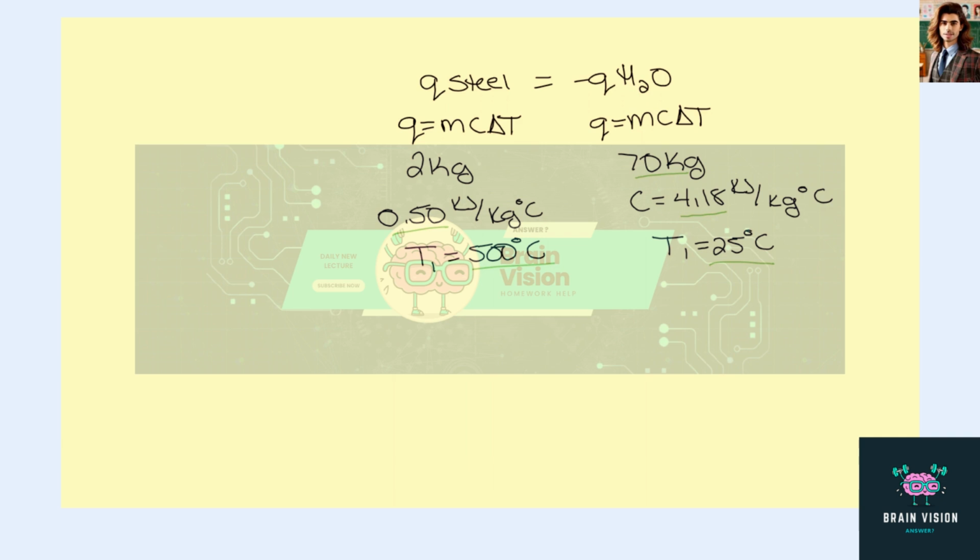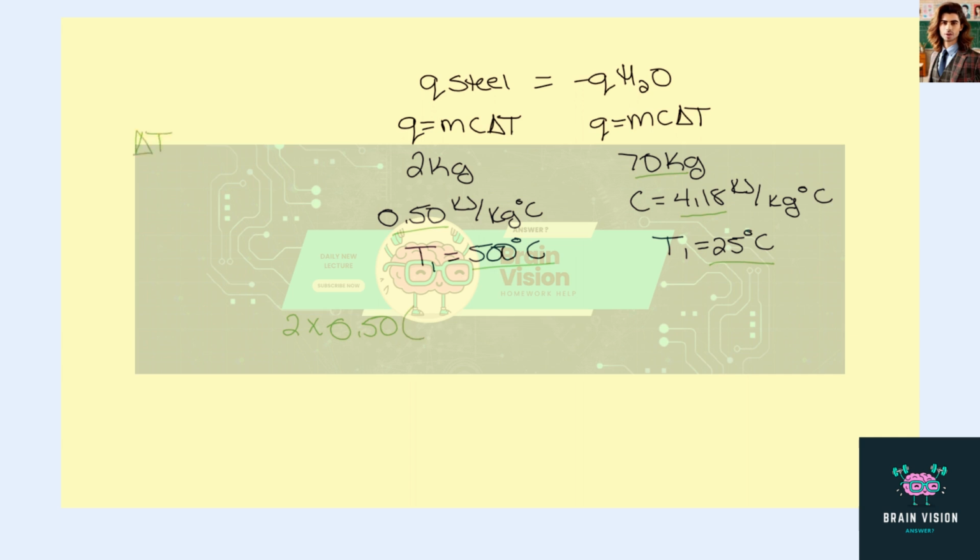So here we're going to use our MCAT equations, and the Q for the steel has to equal the negative Q for the water, or the Q for the water has to equal the negative Q for the steel. So we're going to put our values into their respective MCAT equations. For the steel, we have our mass of 2, our specific heat of 0.50, and our change in temperature.